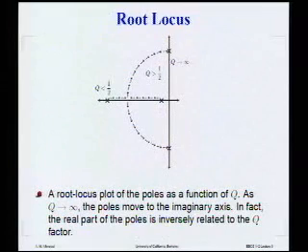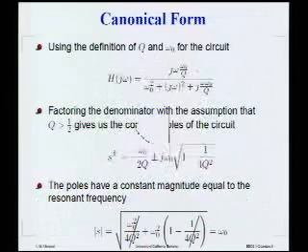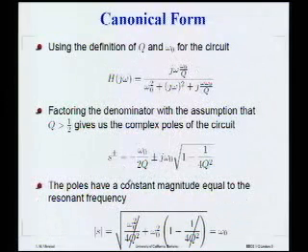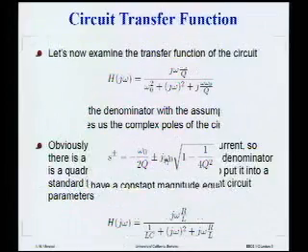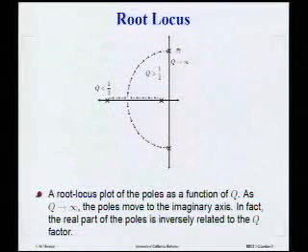Here we can plot the poles of the circuit as a function of Q. We can see that if the quality factor is bigger than 1/2, the poles lie on this semicircle. As Q approaches infinity, if we go back here, we can see that the real part approaches 0, and the imaginary part just approaches omega naught. So we can see on this root locus that the imaginary part is just omega naught, plus omega naught and minus omega naught.